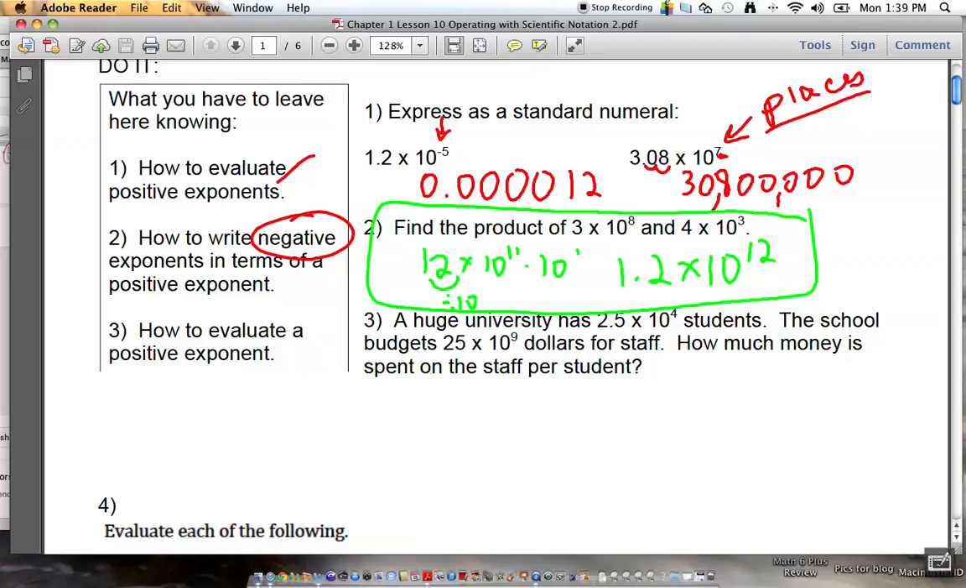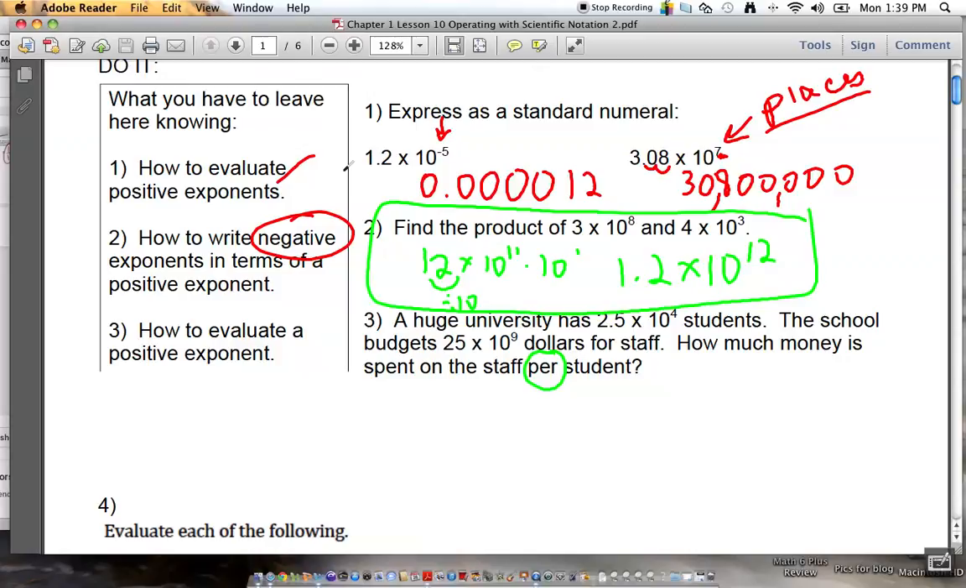All right, a huge university has 2.5 times 10 to the 4th students. The school budget is 25 times 10 to the 9th dollars for staff. How much money is spent on the staff per student? Interesting word there. What does per mean? What operation? Division. Remember when we do miles per hour? You divide by the hours. So whenever I see the word per, I always think of miles per hour. That's always where I go.